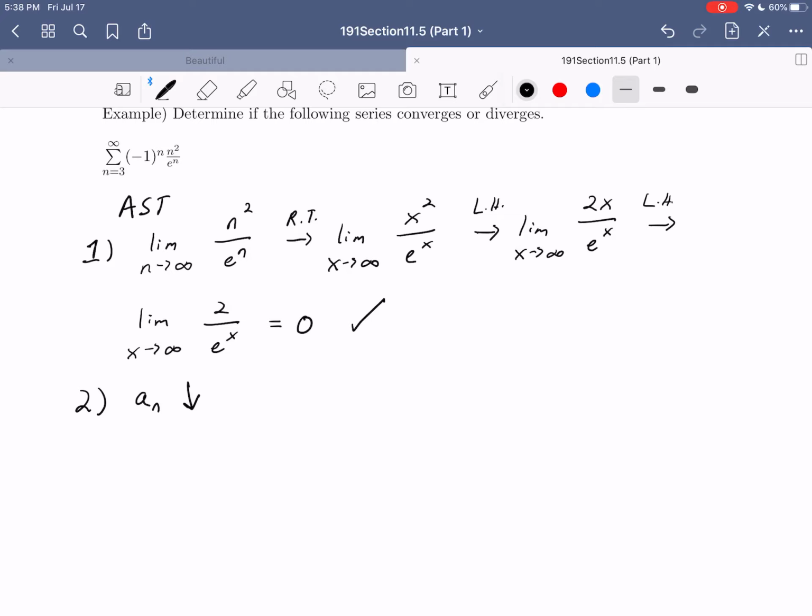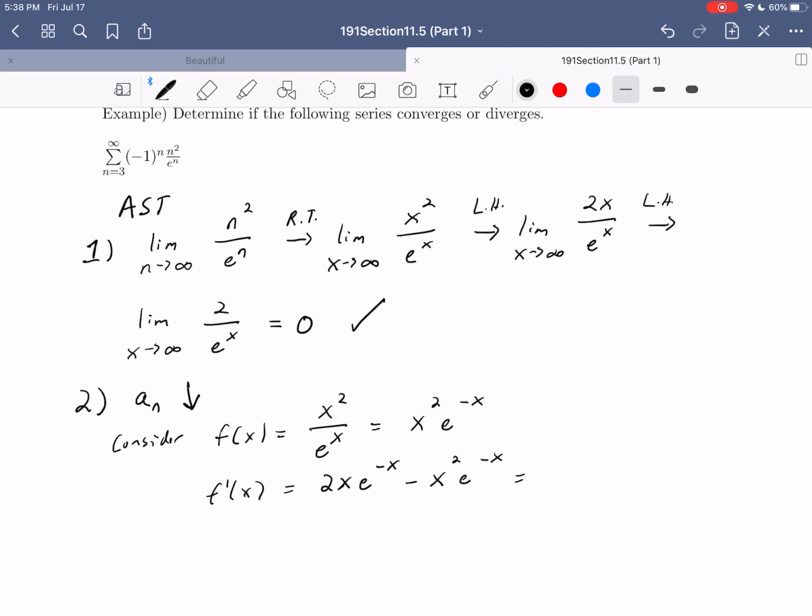To do that, we need to consider the corresponding function. So consider f of x equals x squared over e to the x, or if you prefer, x squared e to the minus x. Then the derivative would be a product rule. If I left it like this, I'd have to do quotient rule. Nothing wrong with that, but it could be messier, so I'll use the product rule: 2x e to the minus x minus x squared e to the minus x.